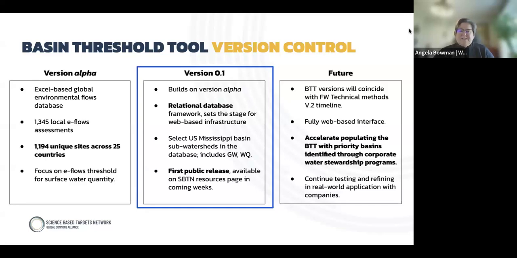As I mentioned, future versions of this, the development of the tool will coincide with the technical methods version 2 timeline. So for complete release of early next year, or summer of next year, excuse me, the intent is to have a fully web-based interface, and I'll talk a little bit more about what that means in a second. Our focus now is on accelerating populating the tool. We have a list of the priority basins that were identified through corporate water stewardship programs and is available in the framework report. In the near future, our continued testing and refining in real-world applications with companies is our primary goal, to make sure that the tool is useful for companies and the information that is provided in it is not only scientifically sound, feasible, and robust for use in setting targets.